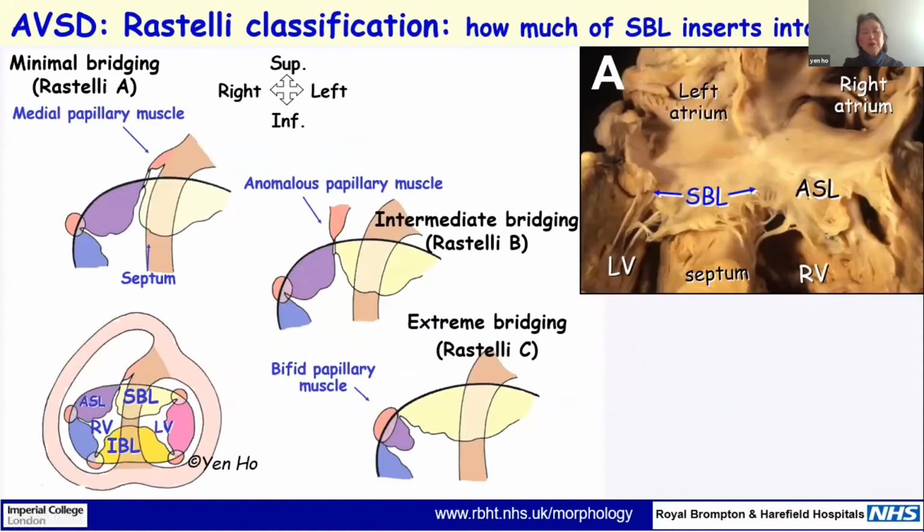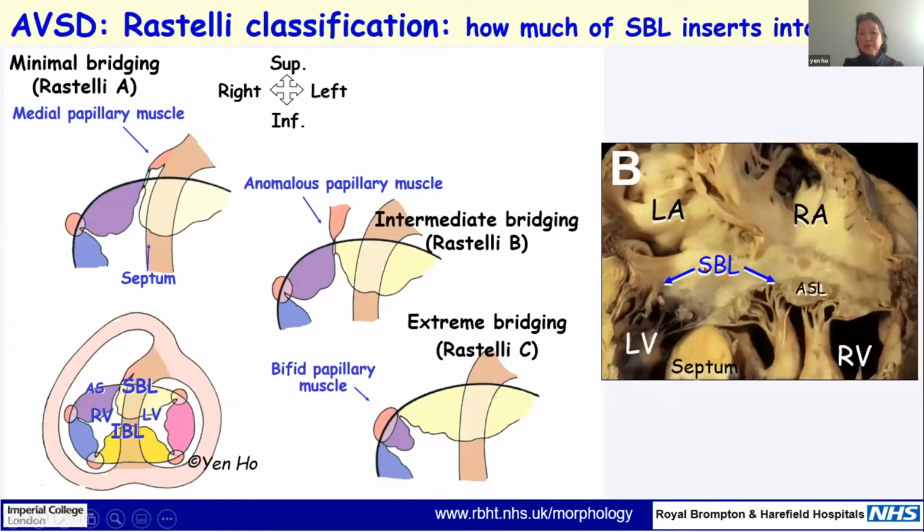Then there's interest also, I think, among the surgical community in terms of the extent of bridging of the superior bridging leaflet. So in this instance, we have minimal bridging, and in the specimen looking at the posterior half of the heart, we have the superior bridging leaflet here, a lot of attachments along the ventricular septum on the right side, so minimal bridging.